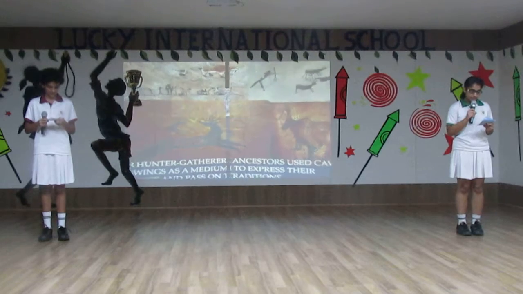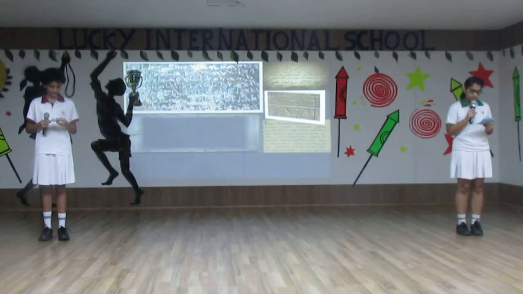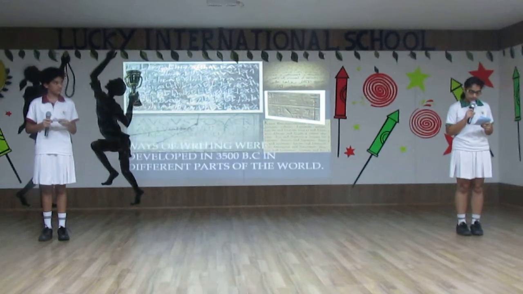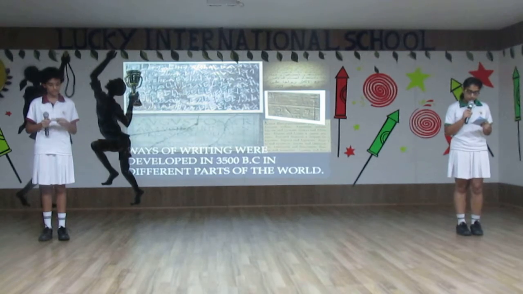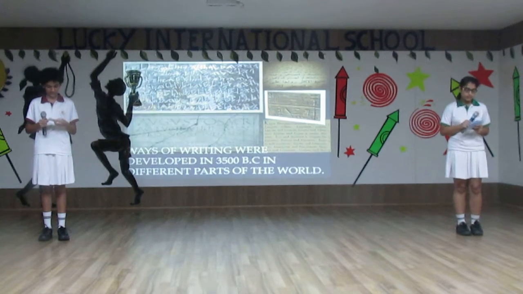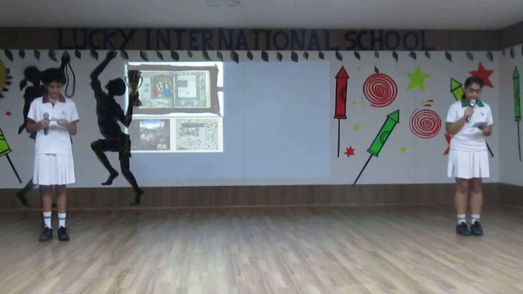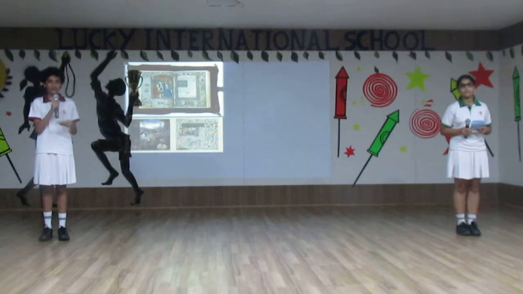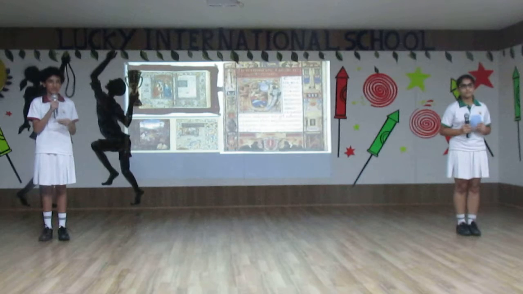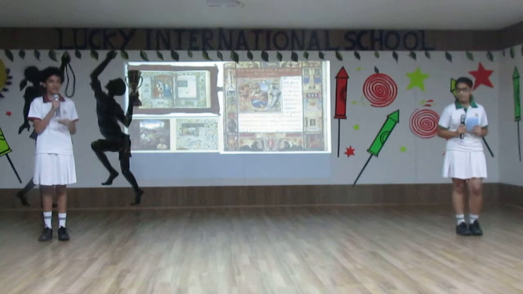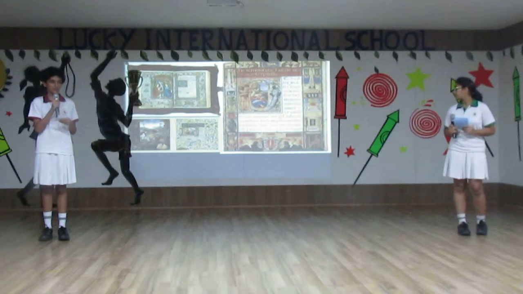As agriculture and civilization developed, knowledge became too extensive to be exchanged verbally. So ways of writing were developed in 3500 BC in different parts of the world. Hieroglyphs were first developed. The Phoenician writing system came later and gave rise to the Russian and Arabic script.